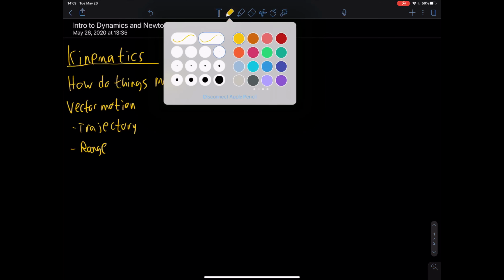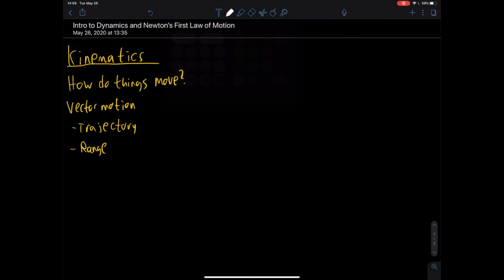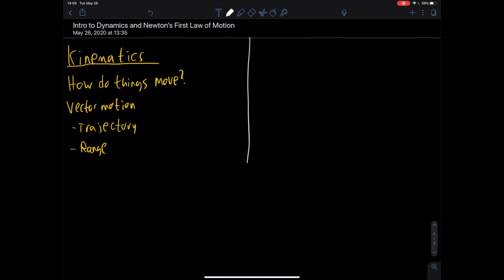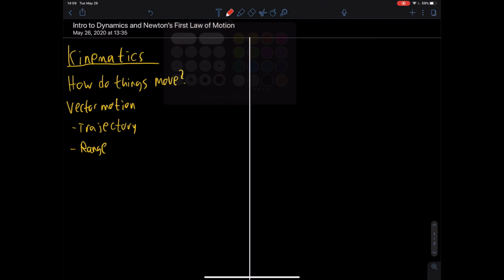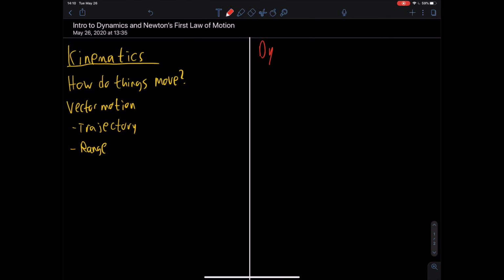But now we want to move into a little bit different piece, and we want to move into something called dynamics. And so dynamics deals with a slightly different question. And it's tempting to just say, well, if kinematics was how, maybe dynamics is why do things move? And you would be almost correct. It's not necessarily why things move.